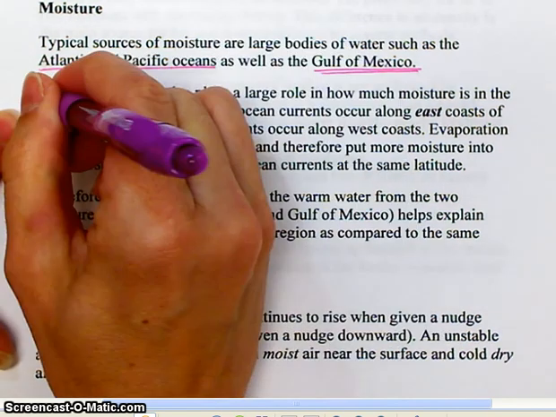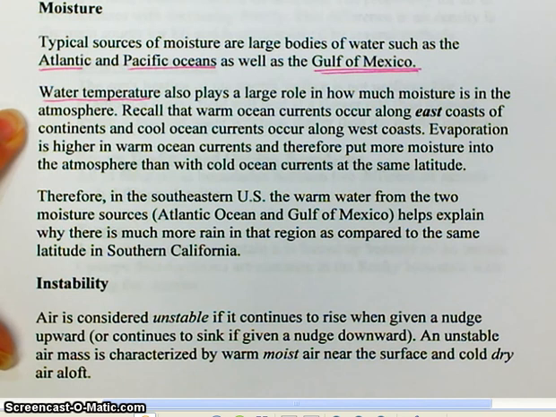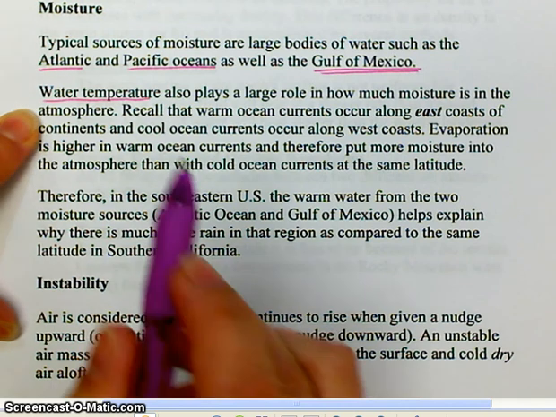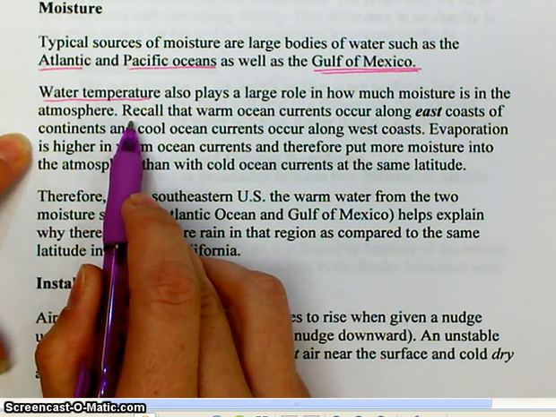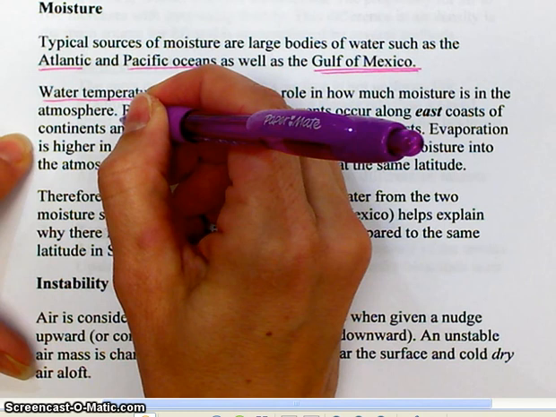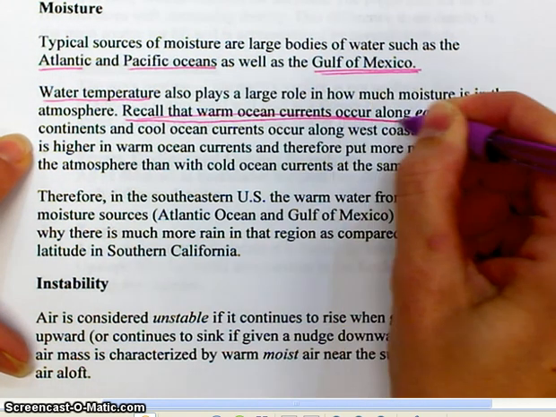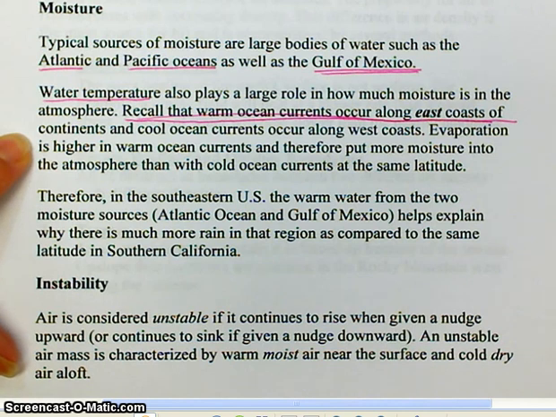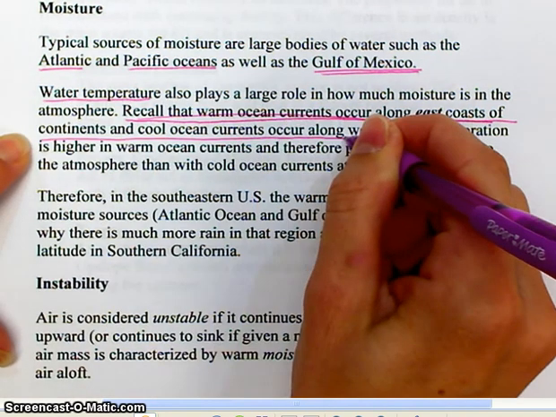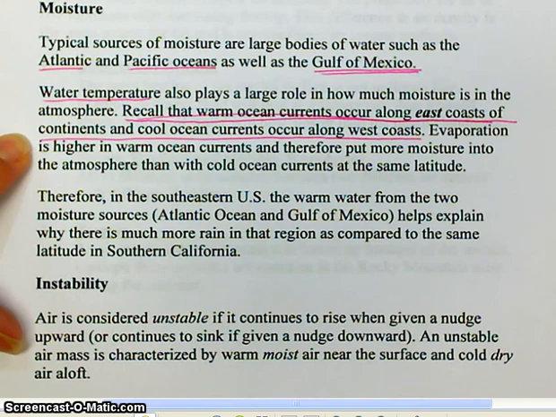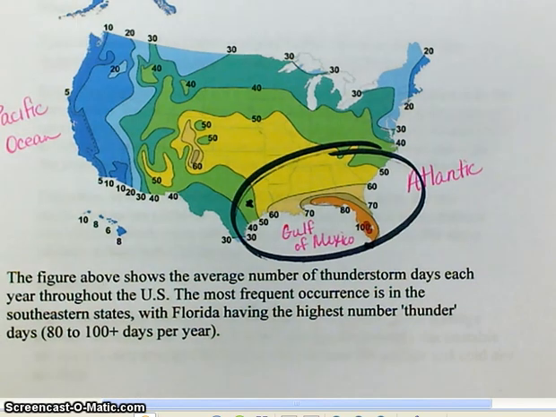Water temperature also plays a large role in how much moisture is in the atmosphere. Okay. Warm air can hold more moisture than cool air. Okay. And you're going to have warmer air associated with the air right above warmer ocean water. And recall that warm ocean currents occur along the east coast of the continents, and cool ocean currents occur along the west coast. Again, let's go back to the map.